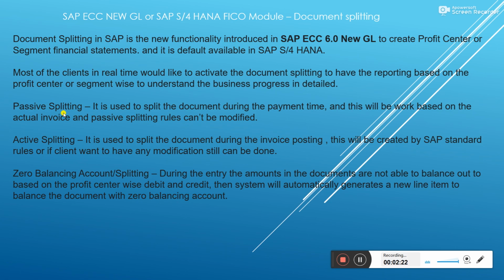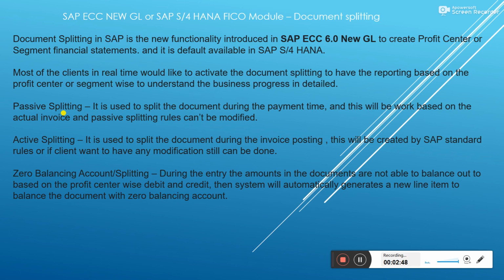In every interview for the FICO module, the first thing they'll ask you is whether you have worked on new GL. If you say yes, they'll start asking questions on what parallel ledger accounting is and what it is used for, what document splitting is and how it is used, how you configure it, and what the background is. Everything comes in that sort of question pattern.